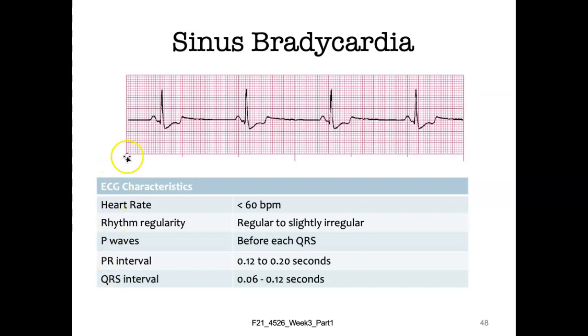So if we were to count here, this is our 6-second strip, 1, 2, 3, 4. 40 beats a minute, so it's under 60 beats a minute. It is regular. If we were to take our calipers or our piece of paper, there's a P wave before each QRS. If we look at the PR interval and measure it, it's going to be between 0.12 and 0.2 seconds, and the QRS interval is going to be between 0.06 and 0.12. We're going to do more rhythm strip interpretations by actually counting out the PR interval and the QRS interval. But just for this, it's important to understand sinus bradycardia.